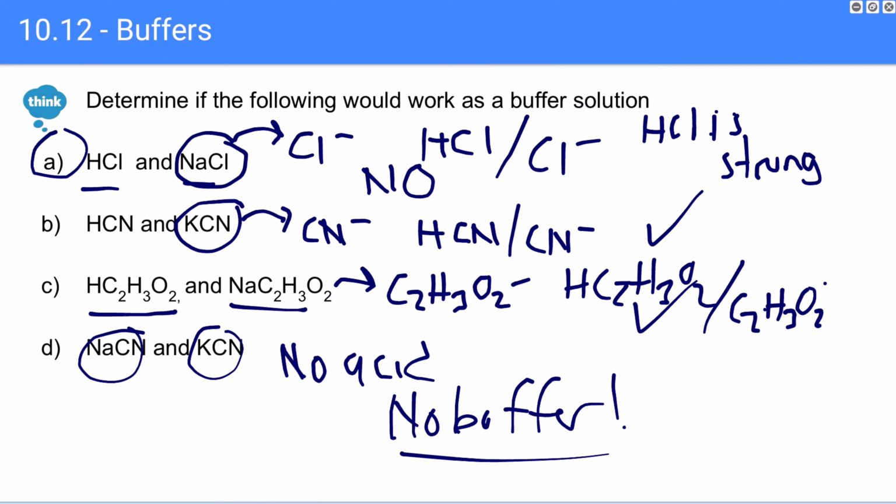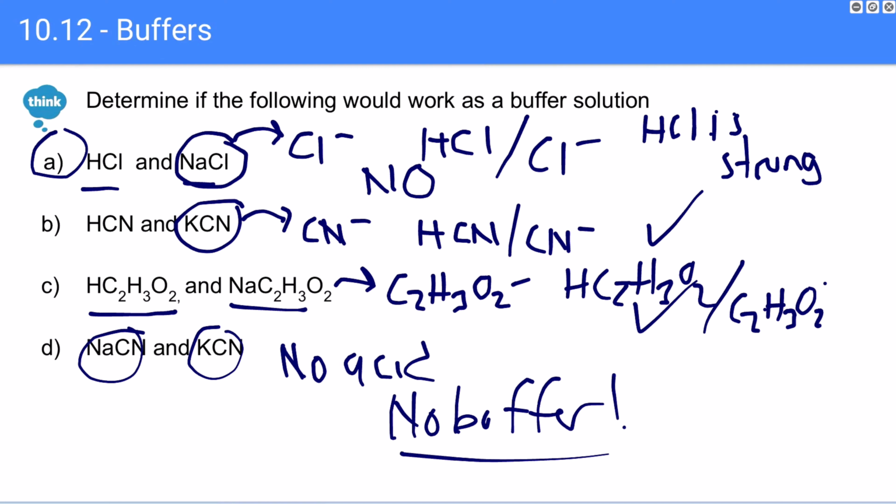So for A, remember when we go through and do this, we need to make sure that we have a weak acid or base and its conjugate. And if we look at HCl and NaCl, remember that we can disguise our conjugates as ionic compounds. NaCl will dissociate, so we'll get Cl minus out of that. So what we end up with in solution is HCl and Cl minus. Albeit this is an acid-base conjugate pair, HCl is strong, so this is not a buffer solution.